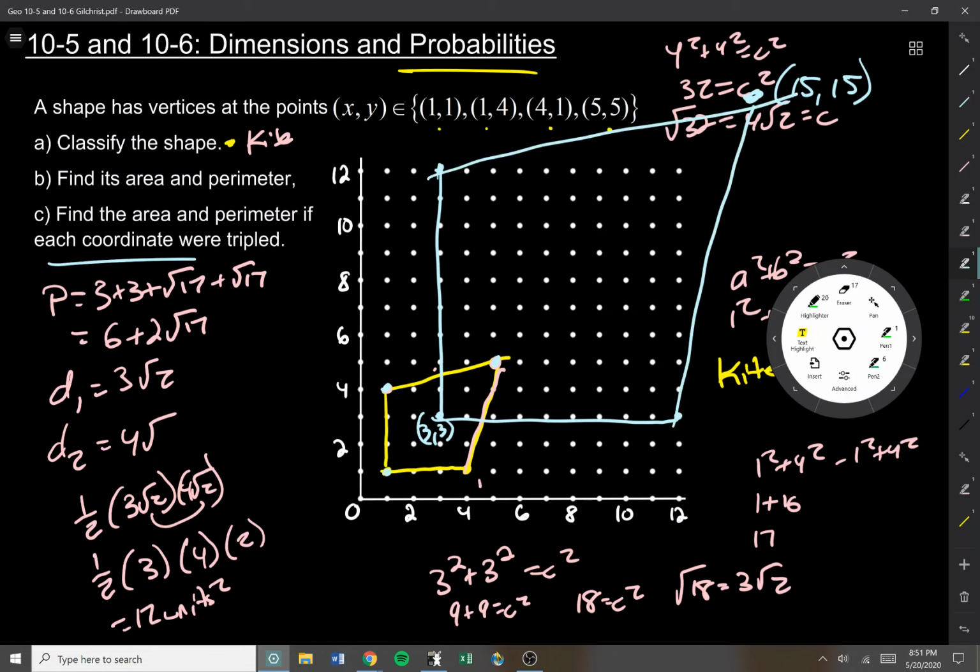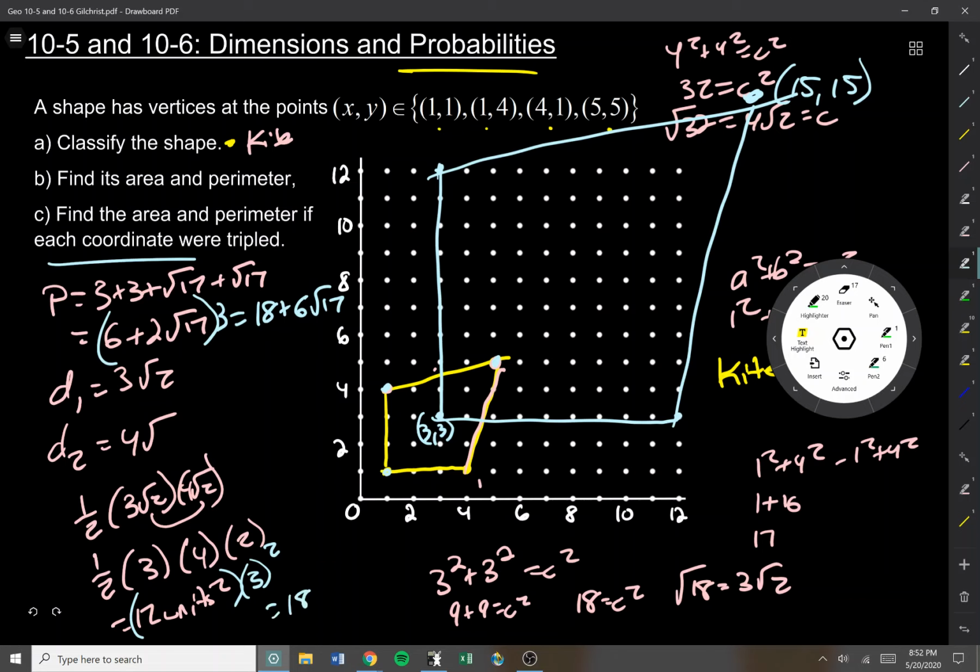It's 3 times bigger in its perimeter. So the perimeter is going to triple. The perimeter triples and becomes 18 plus 6 root 17. The area is going to get tripled squared. You take the change and you square it for the area.